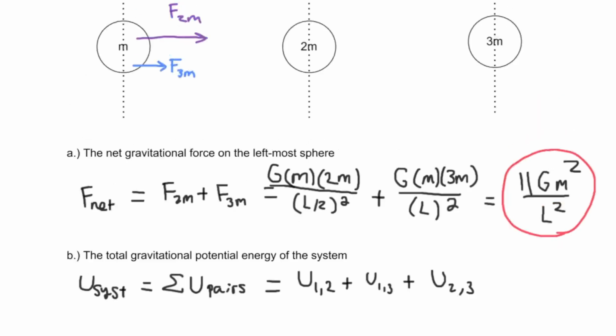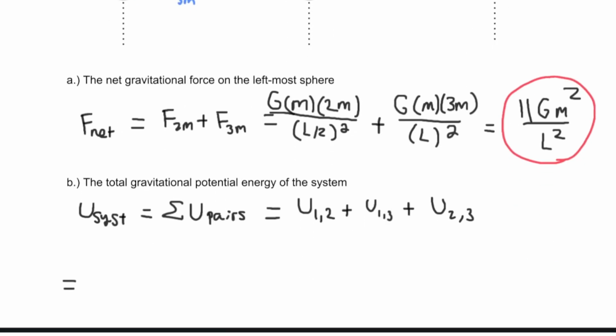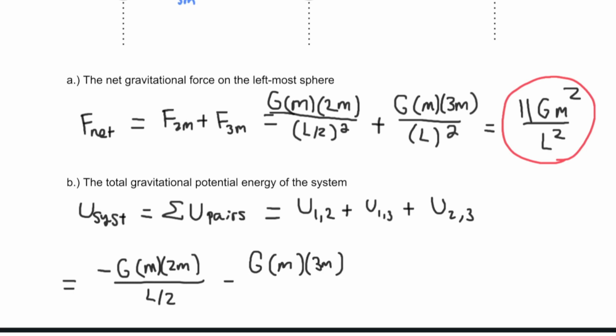So first, for 1 and 2, we have, of course, negative G times the mass of M being attracted to a mass of 2M, and the distance between those two is L over 2. And then we have an M being attracted to a 3M, a distance of L away. And then we have a mass 2M being attracted to a mass 3M, a distance of L over 2 away. And after adding all of these together, we are going to get a GM squared over L.